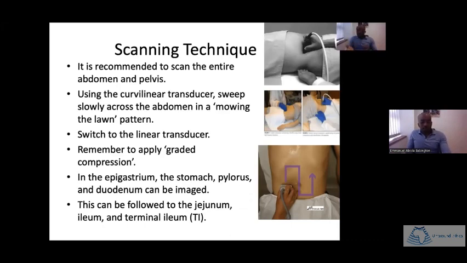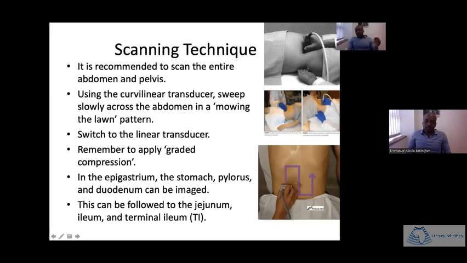If you find evidence of small bowel obstruction with dilatation, it's always important to find the cause of that obstruction. So follow that dilated bowel loop to the point where it's no longer dilated. And usually around there, you find the cause of obstruction, which could be caused by a lot of things. And while scanning, remember to apply graded compression.